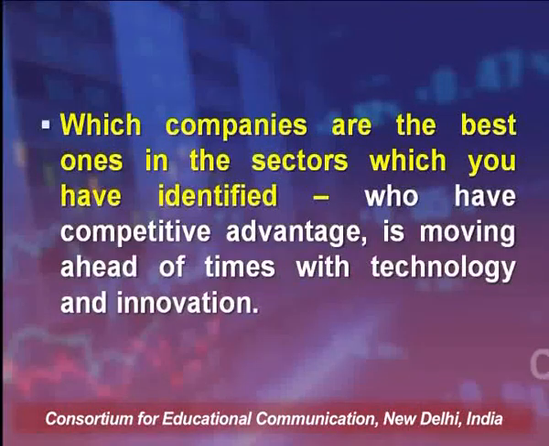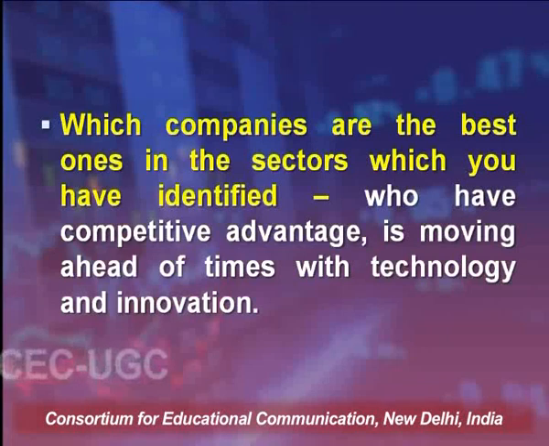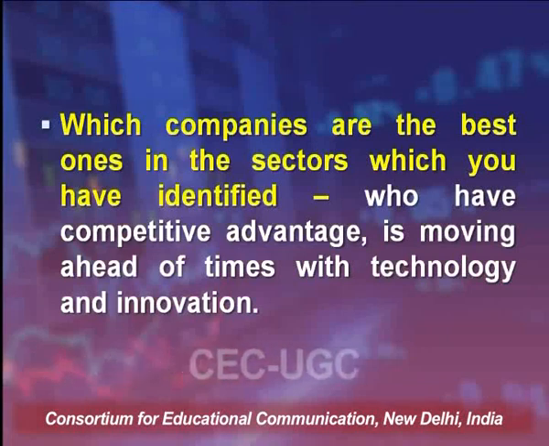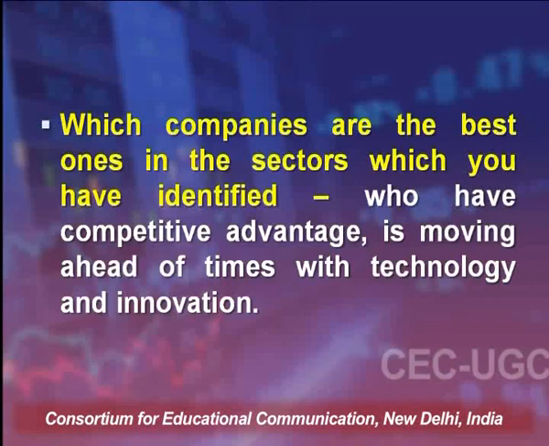Now, each sector would have some best companies. So you have to identify a company which gives you the highest competitive advantage, which is moving ahead in terms of technology and innovation. So choose a company which has a competitive advantage as compared to the others, which has some unique selling proposition. That is the company where you will feel that shares can move or the returns can be really good. Now, these companies which you identify can be top reputed blue chip companies, or mid cap or small cap companies in the same sector.